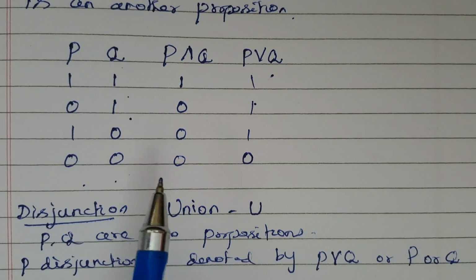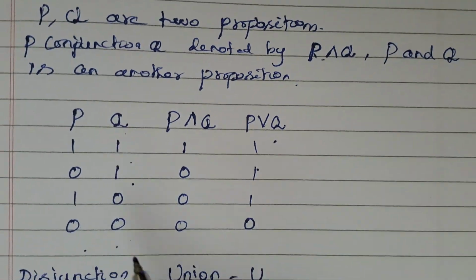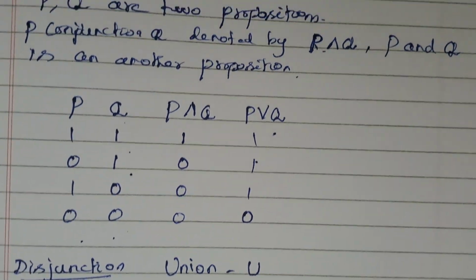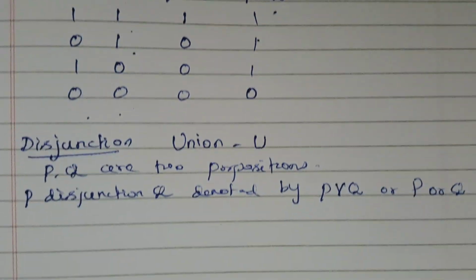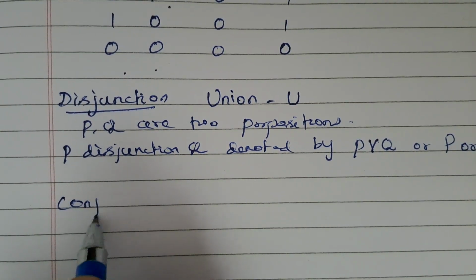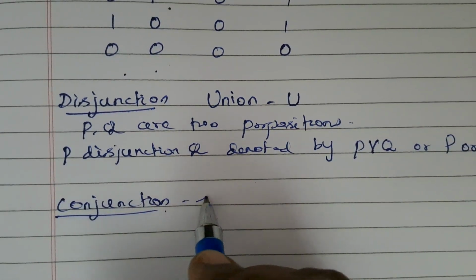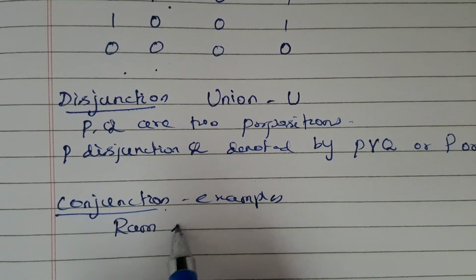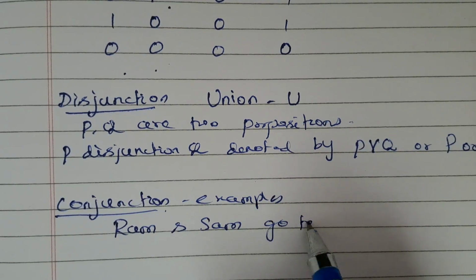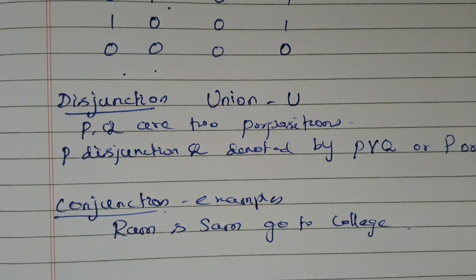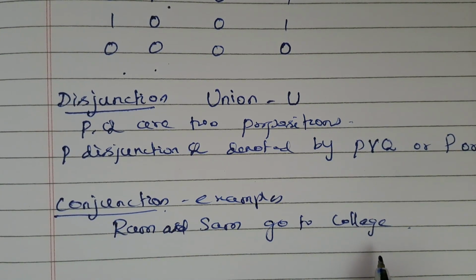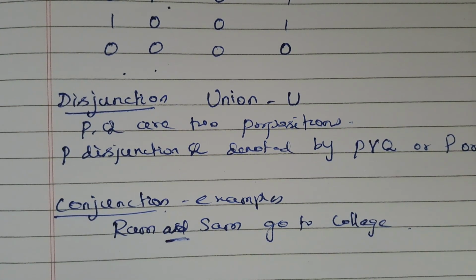This is another operation. Negation, conjunction and disjunction. Now I'll tell some examples for conjunction and disjunction. Okay, so here conjunction. Suppose I write Ram and Sam go to college. Always you can say that P is Ram and Sam go to college. But if you have any conjunction word in the sentence, then you have to separate it into two statements, that is two propositions.